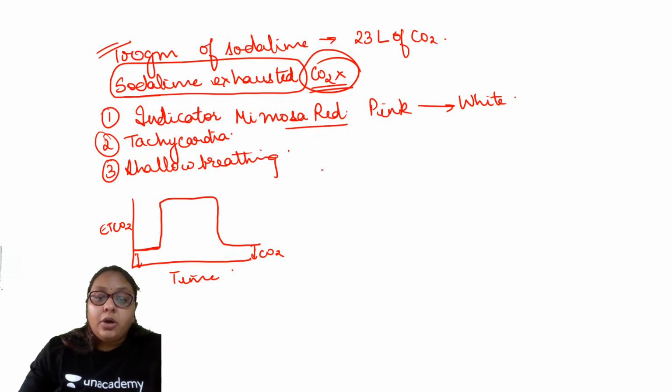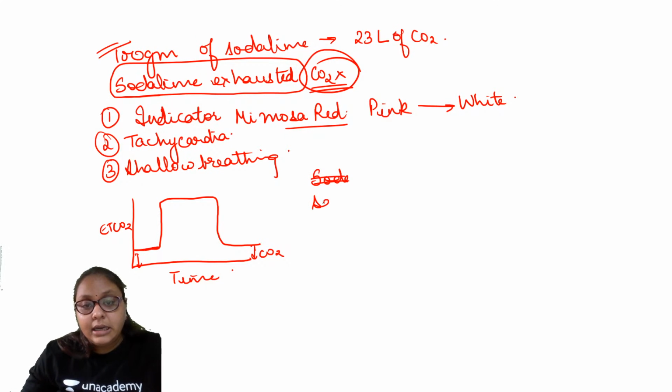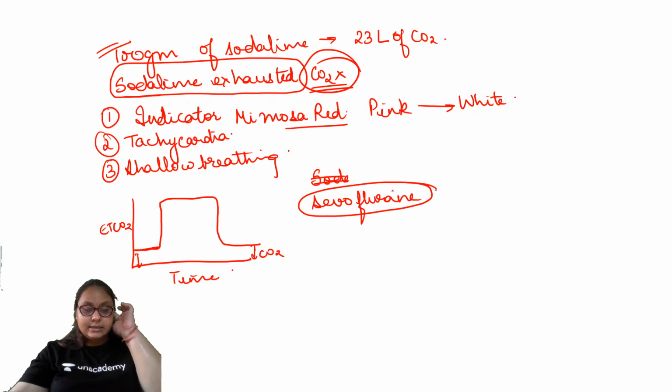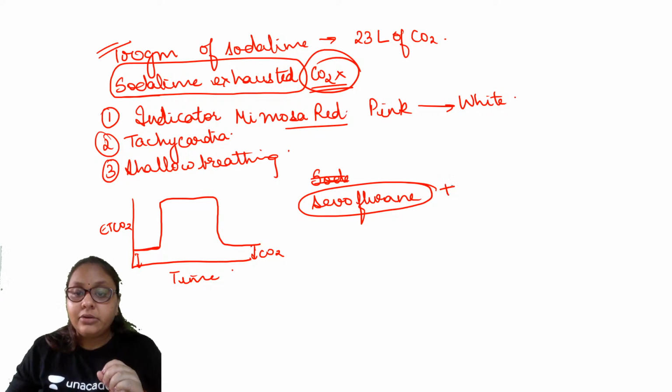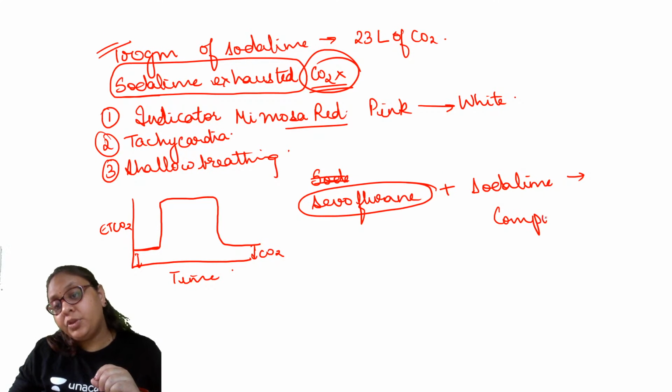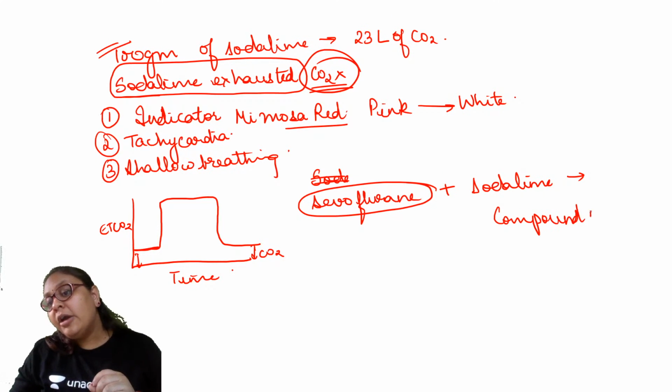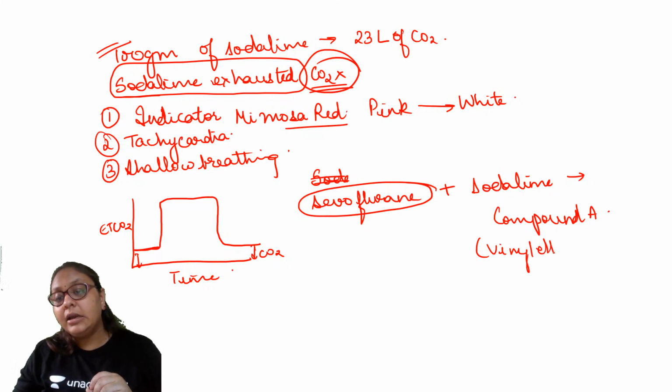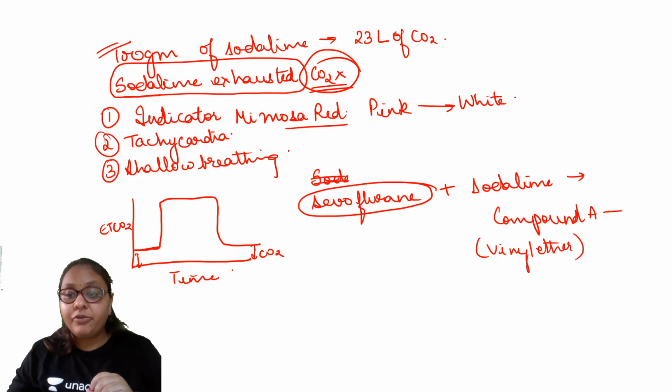Now, when the volatile anesthetic used is sevoflurane, it reacts with soda lime to form compound A, which is basically vinyl ether, and this is nephrotoxic.